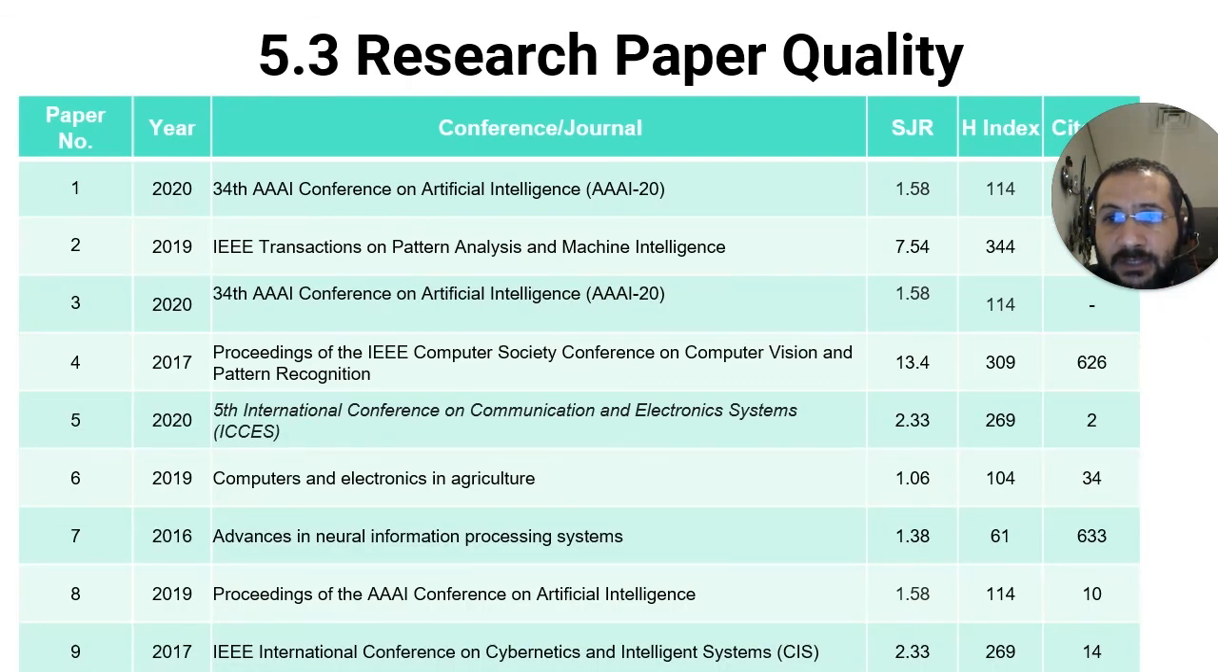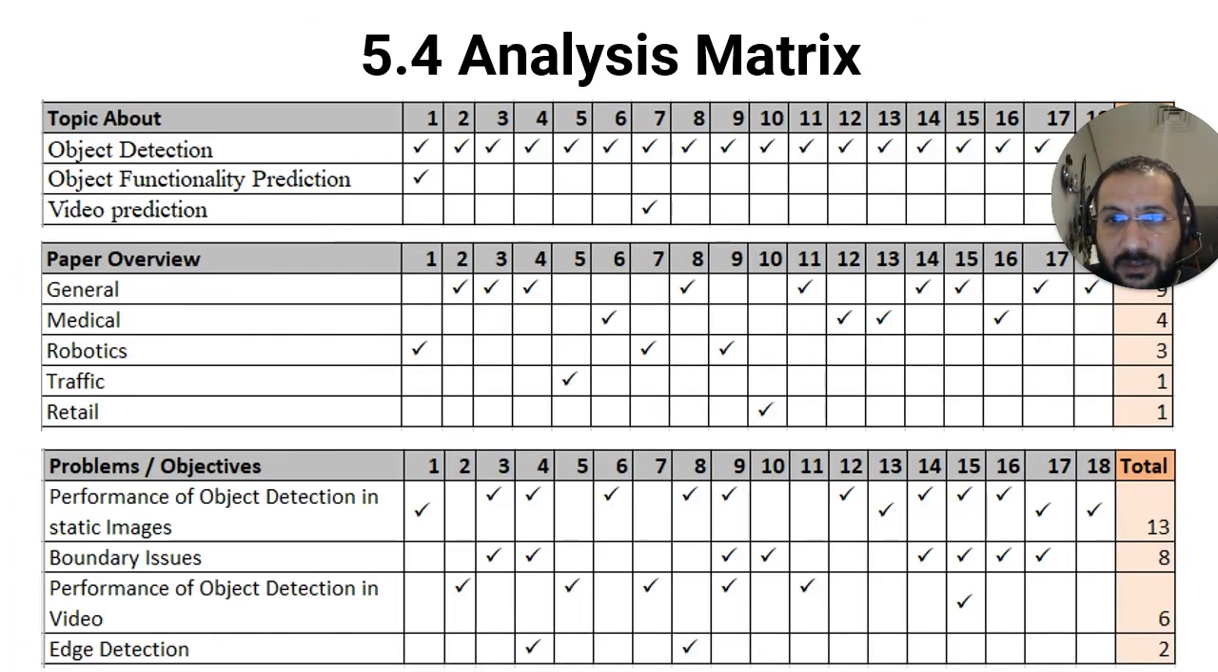And the last but not least is the research paper quality, which I'm referring to Mr. Zahani's point as well. It shows each journal or conference, the year of publication, and H-index, SJR, and the citation. And we will ask Mr. Hani to conclude this presentation with the analysis matrix. Thank you.